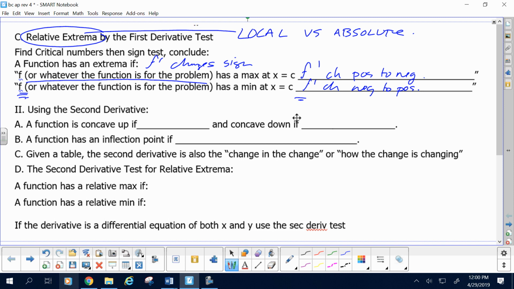Using the second derivative, for lots of reasons. First of all, it tells you concavity. A function is concave up if f double prime is positive, concave down if f double prime is negative. Would you please, on a fundamental theorem kind of question, which is the most common question of all AP questions, you've done a million of them, whether you realize it or not.